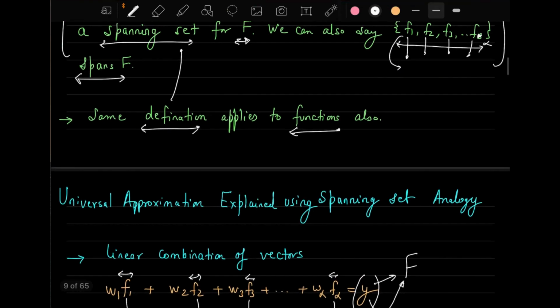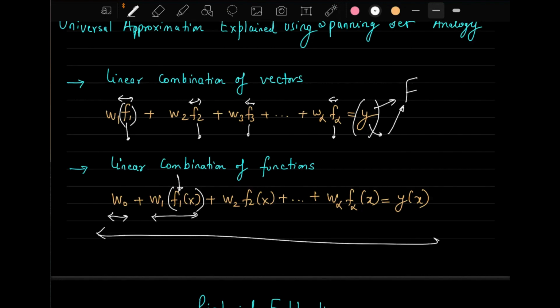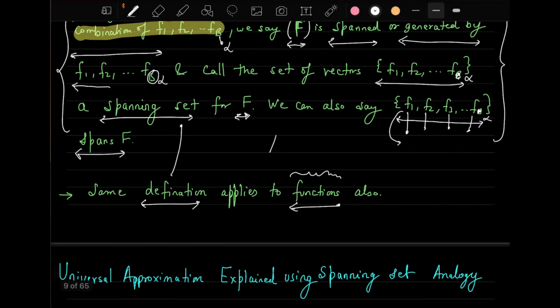And as I told you, the same definition will apply to functions. That's why what I have written over here is W0 plus W1 F1(x). So now this F1, which was earlier a vector, is now a function. The same thing applies to functions also, and this function will again lie in the vector space of functions.